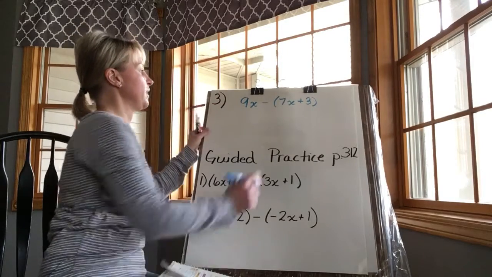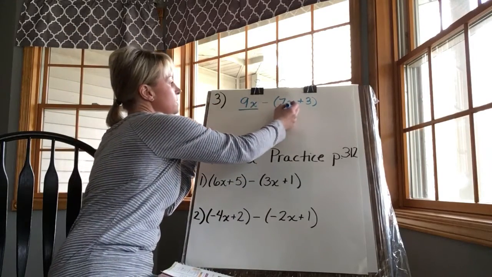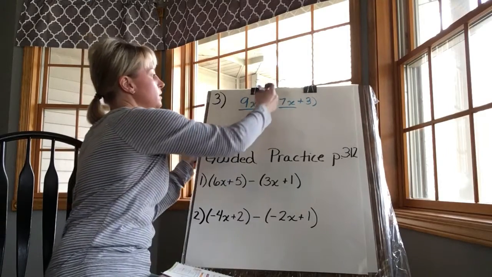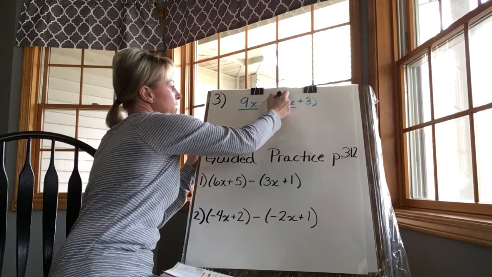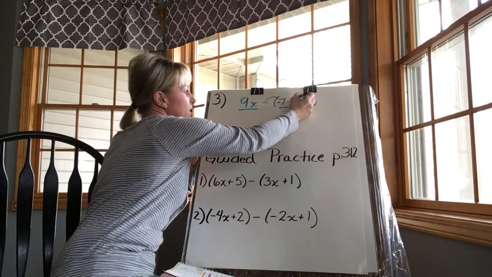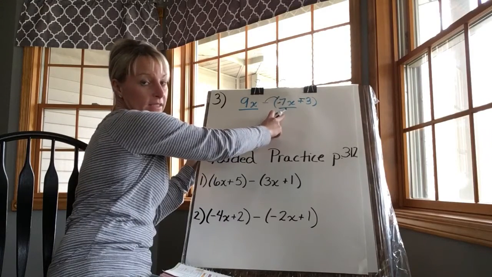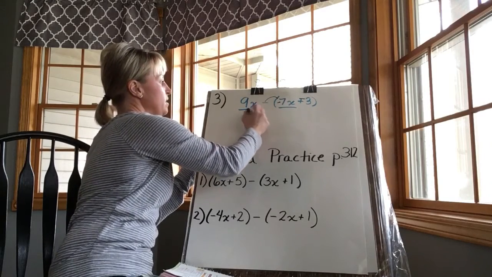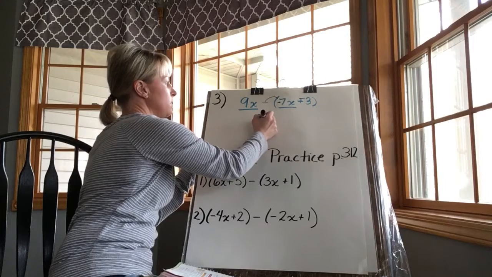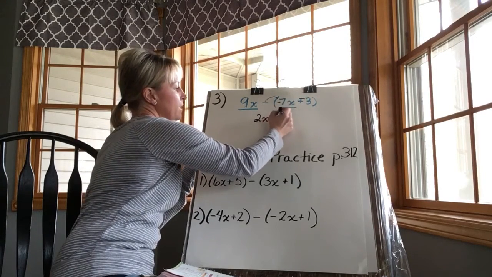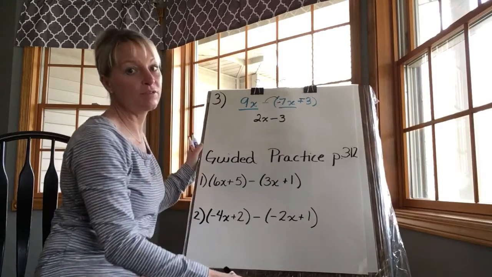Let's just go ahead and simplify this. So we have the 9X and the 7X, but we have to distribute the subtraction sign. So that's a negative times a positive. This now becomes a negative. So 9 minus 7 is 2. Keep the sign of the bigger number. So it's 2X. And then we have a negative 3. So it's minus 3.